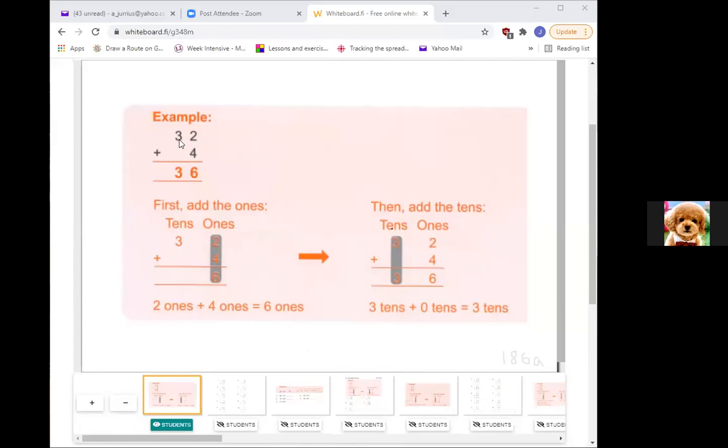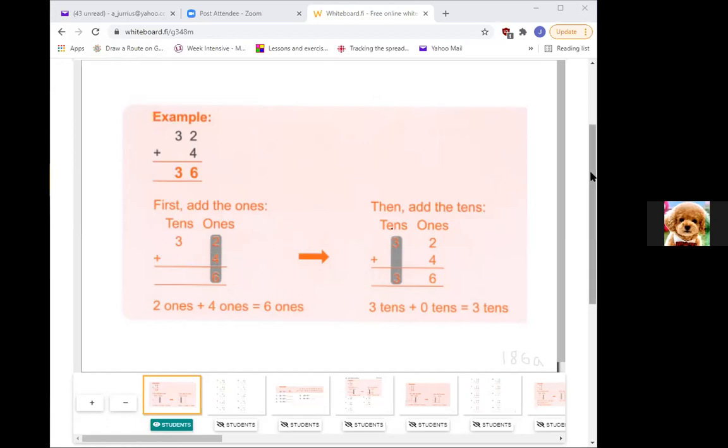So the 3 is in which column? Is it the ones or the tens column? It's in the tens column. And the 2 and the 4 are both in the ones column. So when you set numbers up like this, you add them in each column. So 2 plus 4 is 6.